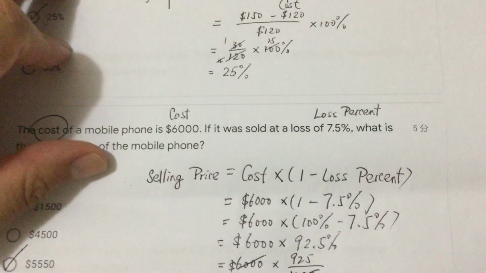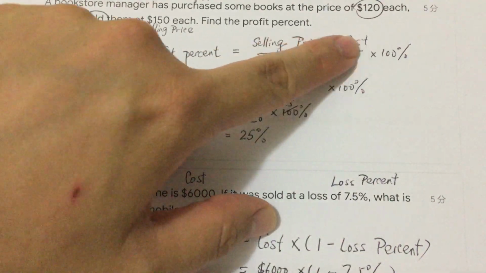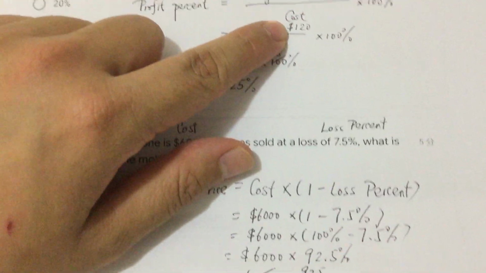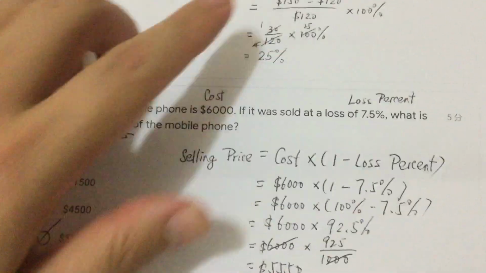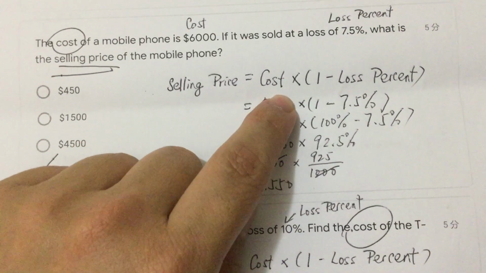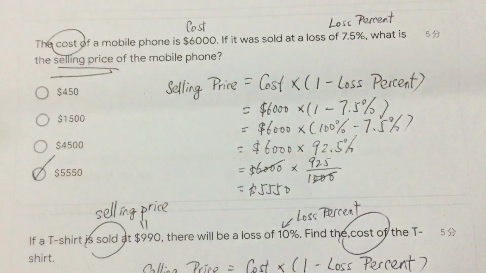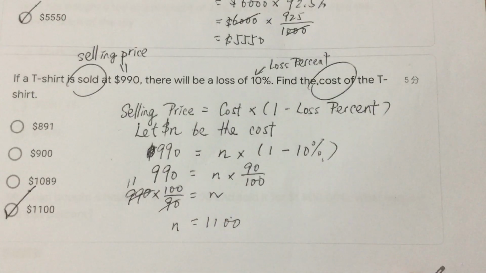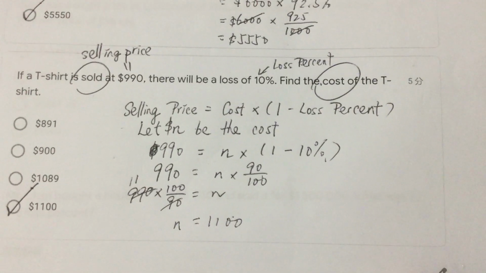The first formula is that the percent is the selling price minus cost over cost. Always the cost will be the denominator. Don't put the selling price in the denominator. And the second formula you must remember is the selling price equals cost times 1 minus loss percent. Okay, so these are the first 3 questions you must know. Now we will go to question 4.